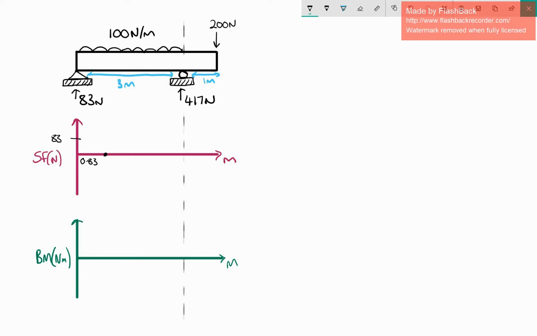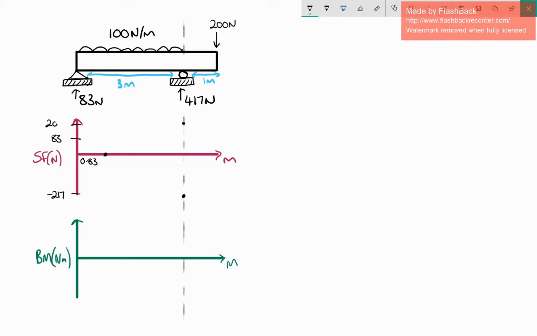So as we have a 100 Newton meter UDL acting over 3 meter length, that would give a total force of 300 newtons acting downwards. We can subtract that from the 83 at the start to give minus 217 newtons, and we can plot that again on the graph. Then we can see on the diagram we have a force of 417 newtons acting up. So adding the 417 newtons to the minus 217 newtons will give you a force of 200 newtons, which again we can plot on the graph.